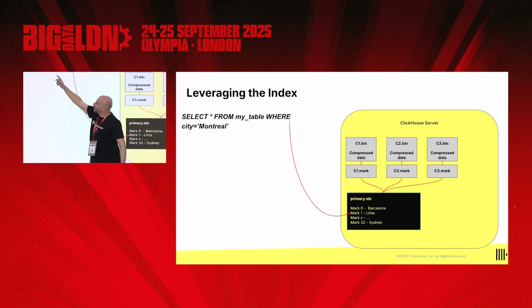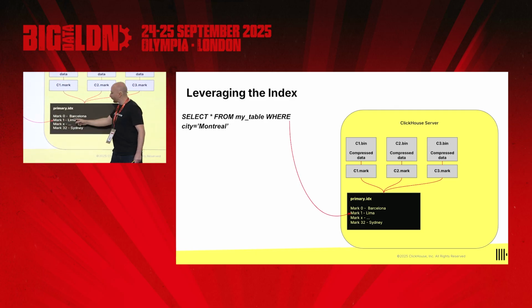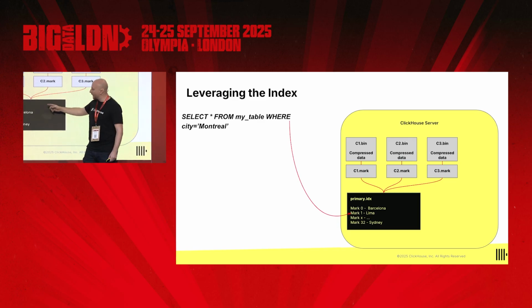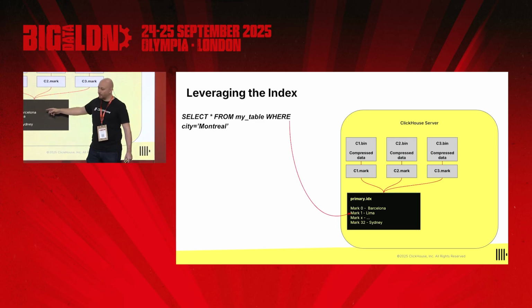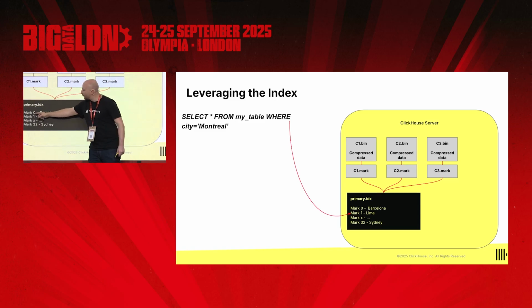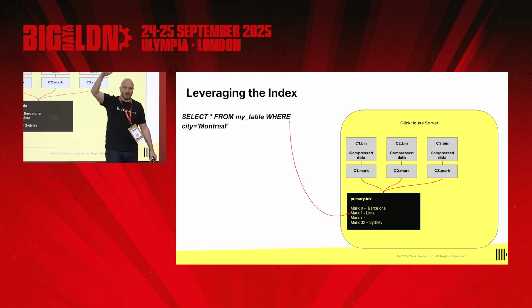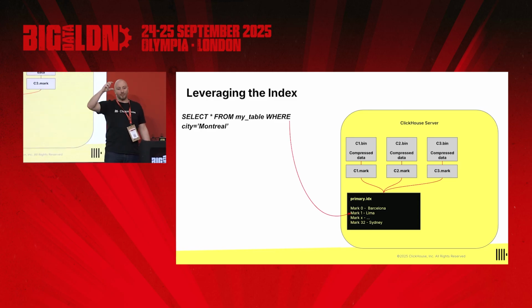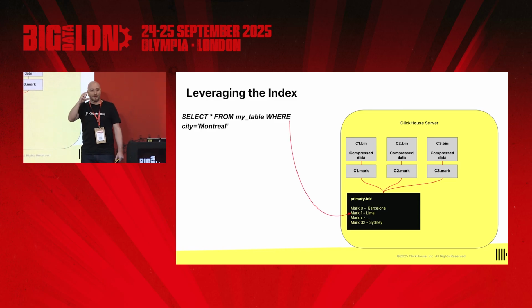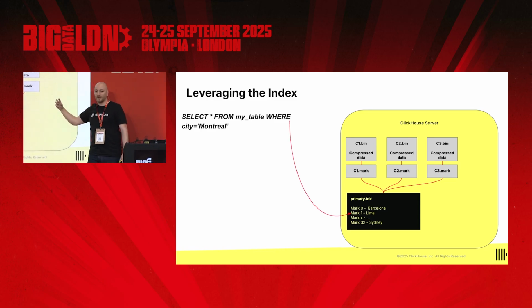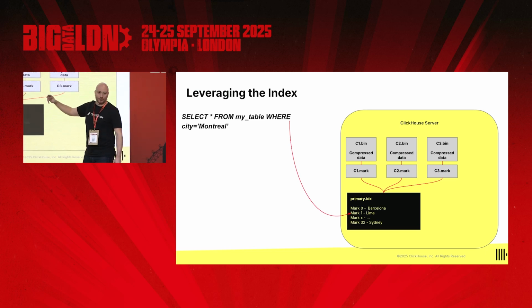And now, when I actually execute a query, I'm going to search all the rows in my table where the city equals Montreal. So the first thing we're going to do is go to my index. From this index, I will go to my mark file. So I know that I need to read the mark 1, for example. So I'm going to go into the mark file, find the mark, find the offset of my block, and find the offset of my granule. So now I don't even need to read the whole file.